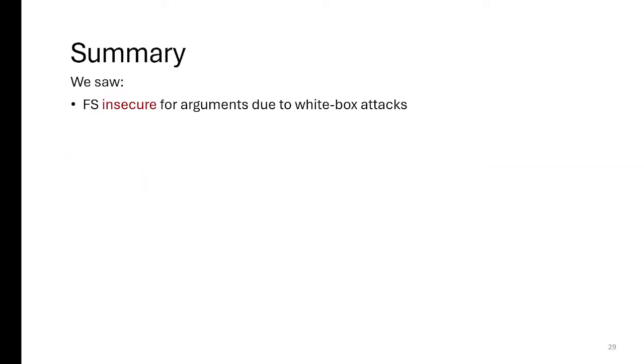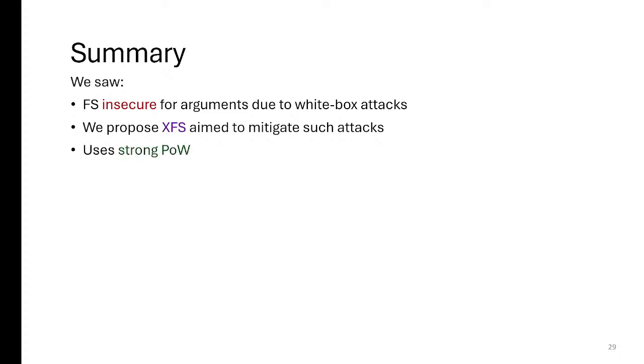As a summary, we saw that Fiat-Shamir is insecure for arguments due to these diagonalization white box attacks. We propose the extended Fiat-Shamir protocol aimed to mitigate these attacks. We use this strong proof of work, and we have some heuristic proof of security in a relativized model. It's very much insufficient, but let's try to prove some better statements.